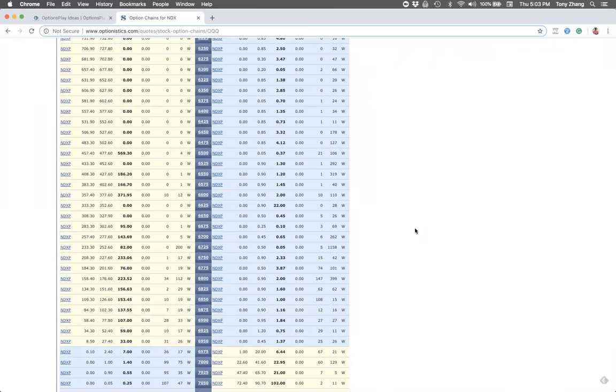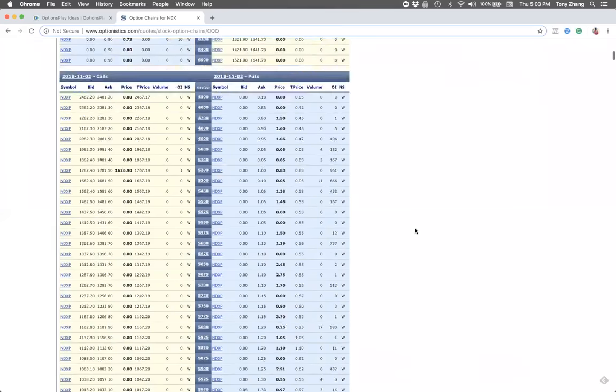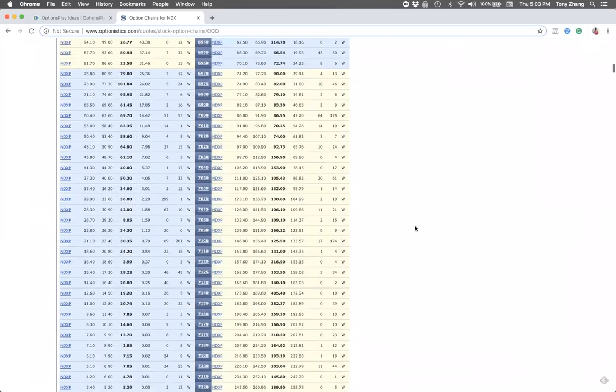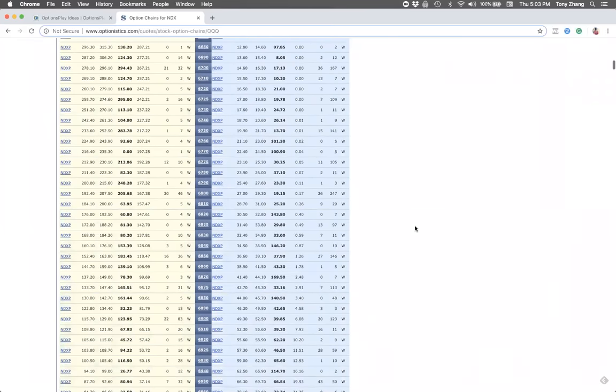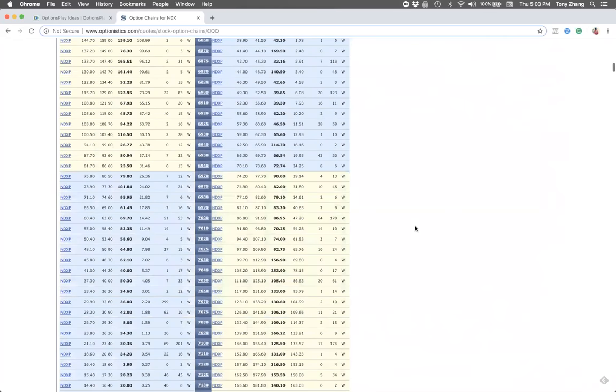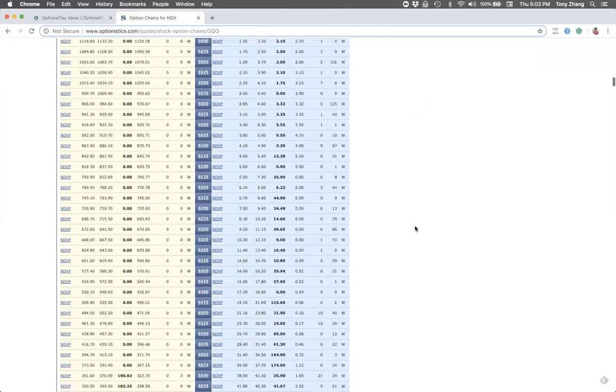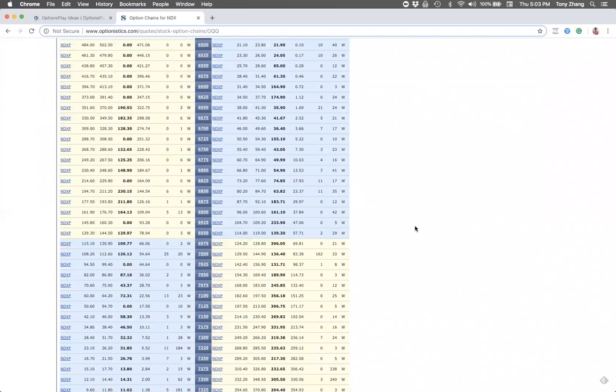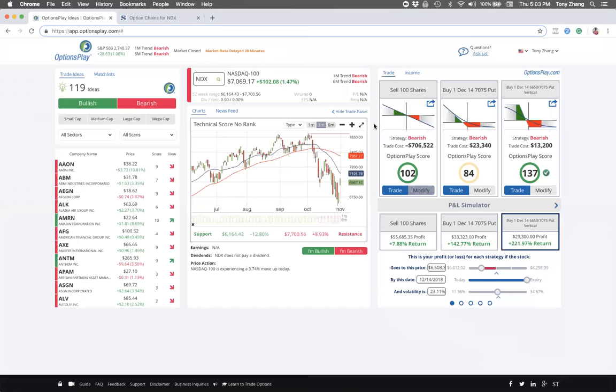You can be the best technical analyst in the world, but when you're bullish on a stock and you're looking at pages like this, or an index and you're looking at pages and pages like this, it's really easy to get lost and figure out where to start. So you can have the best technical analysis in the world and be very confident that you think the index is going to go higher, but how do you pick the right option strategy? And that's really where OptionsPlay comes in. This is designed to allow you to quickly find bullish and bearish ideas instantly on any index like the NDX.